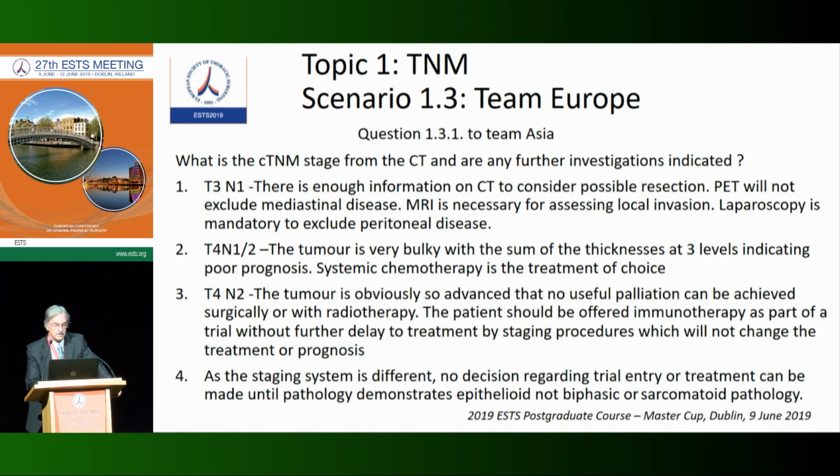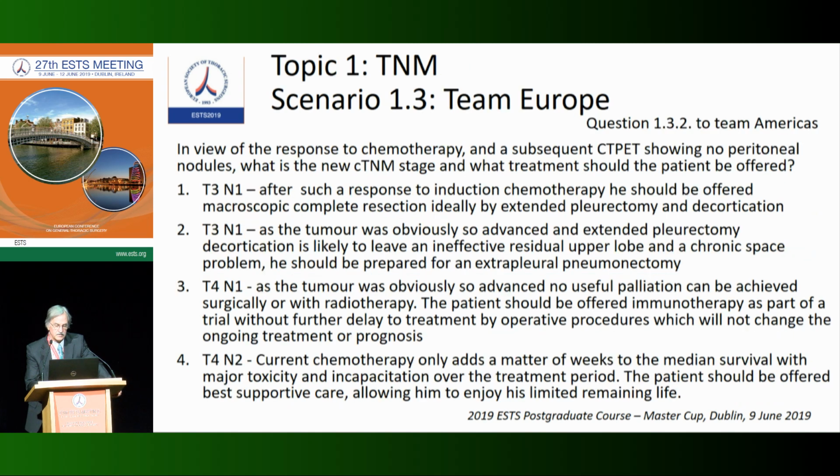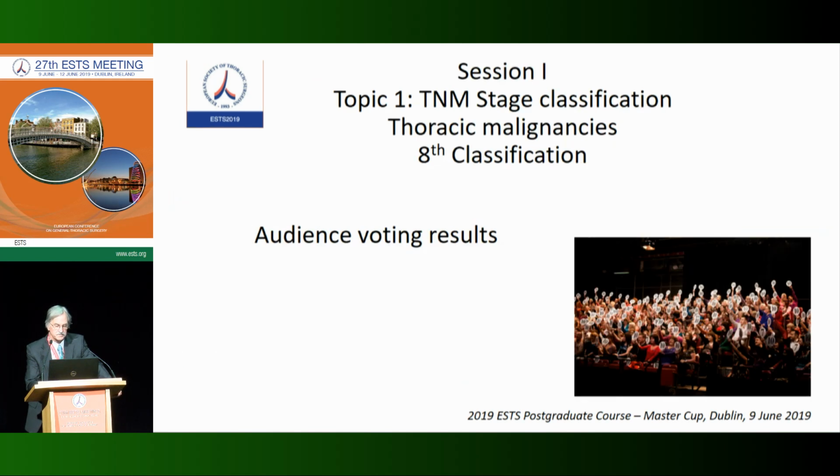And so the correct answer here was T4, N1, N2. This tumor was very bulky at multiple levels, and systemic chemotherapy was given. And after the response to chemotherapy, the answer was number one, complete resection by extended pleurectomy and decortication, macroscopic complete resection.